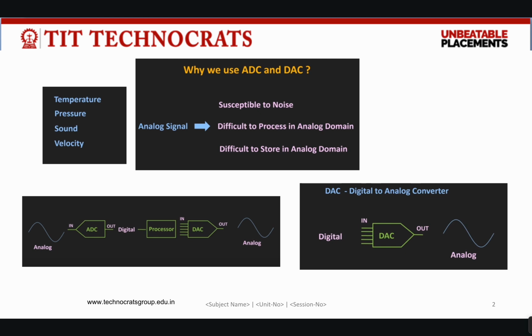So here we can see from the figure that the analog signal is given to the ADC. At the output of the ADC we have the digital signal, and then at the receiver side we have the DAC, that is the digital to analog converter. At the output of the DAC again we have the analog signal.